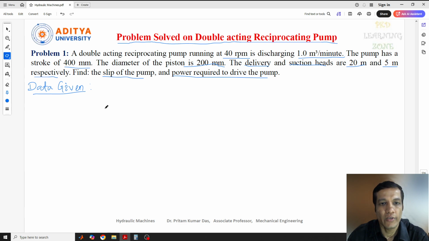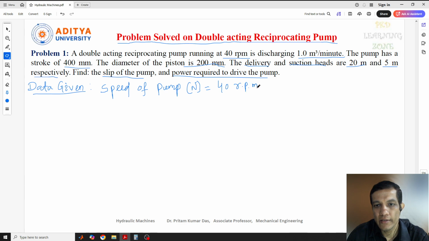In the data given, the speed of the pump is given, which is denoted by capital N, and N is 40 rpm. The second is the discharge, denoted by Q. This is the actual discharge here. So the actual discharge is 1 meter cube per minute.